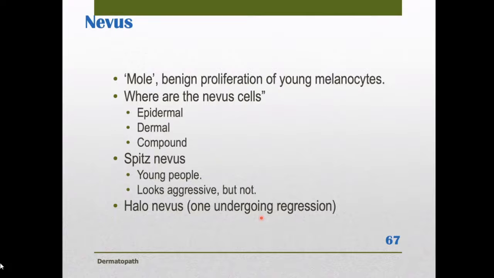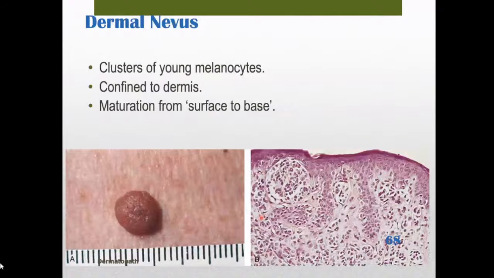So there are many types of nevus. There's one called the Spitz nevus. It is seen in young people. It looks aggressive, but histologically it isn't. So it can be called a cancer, but it doesn't kill, and histologically there are no malignant cells. There is the halo nevus, one undergoing regression, where the center disappears and what remains is at the periphery. That's why it's called the halo nevus.